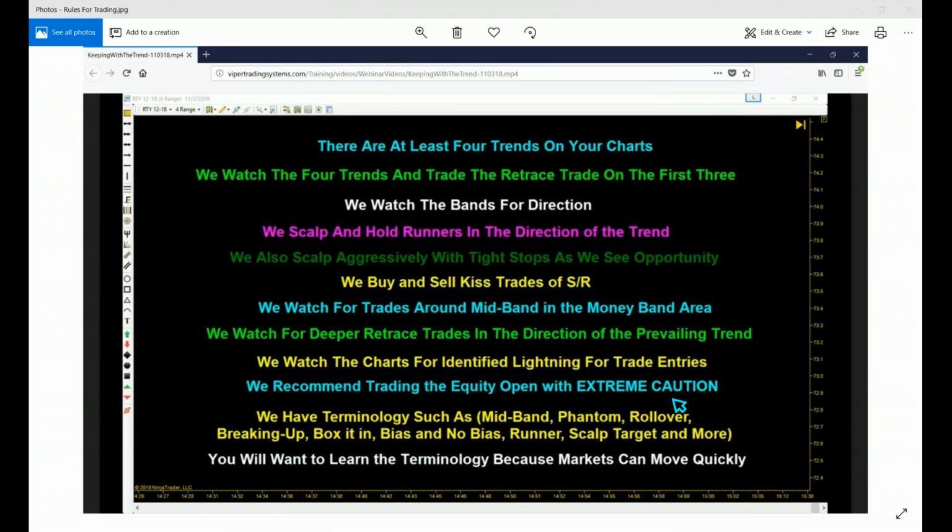We have terminology in our room such as mid-band trade, phantom, it's rolling over, it's breaking up, box it in, no bias, bias, runner, scalp target, and more. And there's not a whole lot more. If you learn this terminology, which most of our people have, then you can become a really good trader with that. So be sure and learn that terminology. It's extremely important.